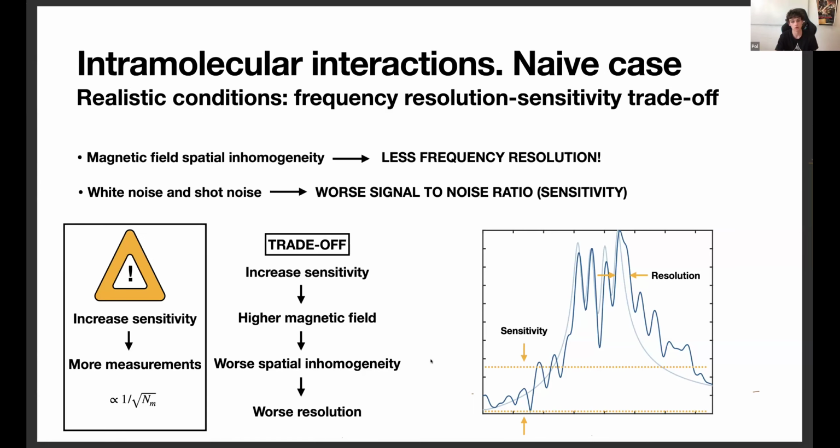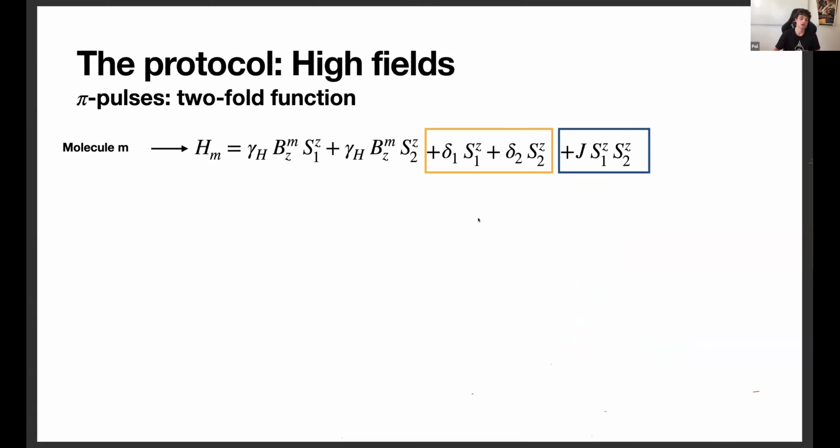Okay, so very good. Now let's go a bit deeper into the protocols. And actually, let's go back to the single molecule Hamiltonian, because with that it's enough. And let's see what a pi pulse is and what it does. A pi pulse is basically an inversion of population. So if you have your population in the plus state, you apply a pi pulse and you end up with a population in the minus state. Okay, and why is this useful?